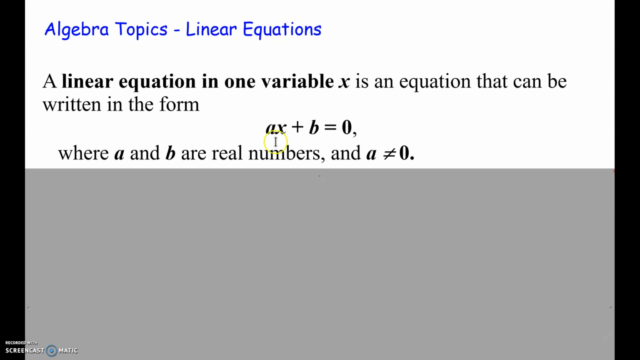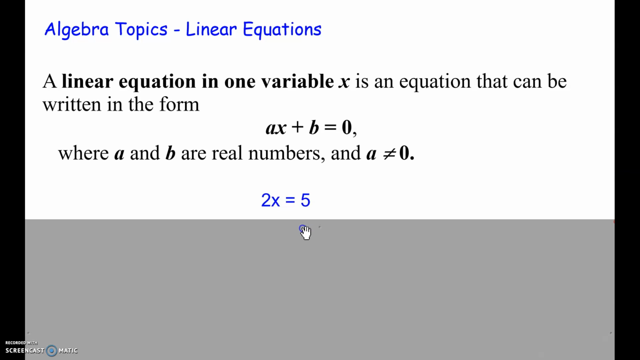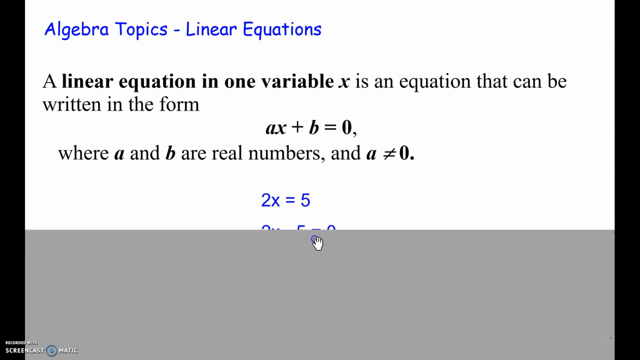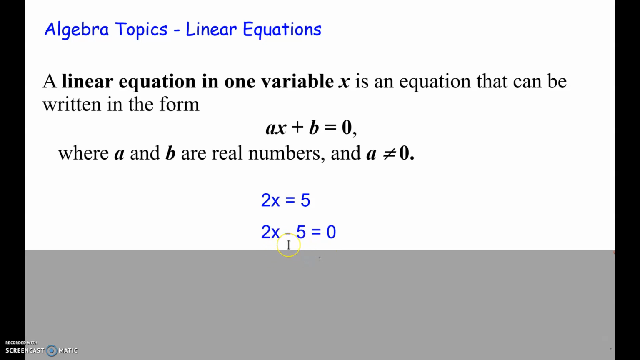Now it says it can be written in the form ax plus b equals 0. So it doesn't mean that it's given to me in that form. For example, if I have 2x equals 5, that's not in the right form, but I could subtract the 5 on both sides and that would give me 2x minus 5 equals 0. So indeed, that would be a linear equation in one variable because it has just that x term and a constant term. So as long as it can simplify to that, it's considered a linear equation in one variable.